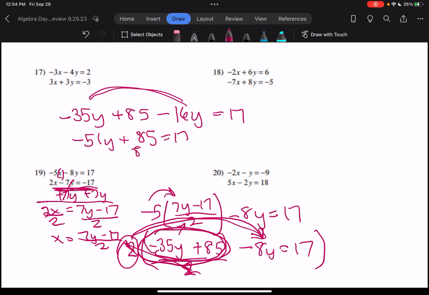17. I'm going to subtract 85 from both sides, and you'll actually end up here with negative 51y equals negative 51, and therefore y equals 1. Okay, so I'm going to get you that far, and then you take that 1, plug it in here, and solve for x. Okay, see what you get for x.